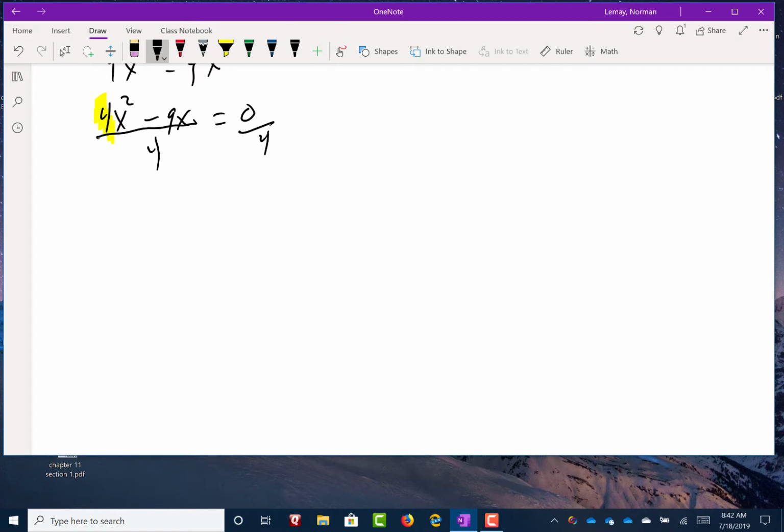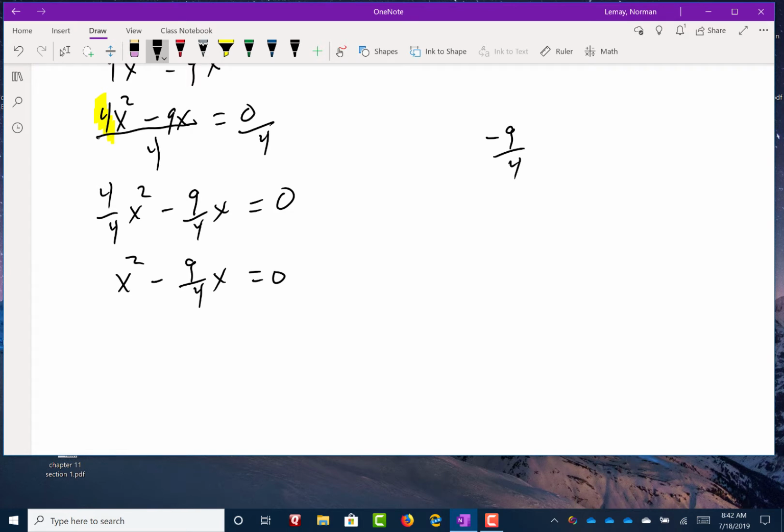So here I get 4 over 4 x squared minus 9 over 4 x equals 0 over 4, which is still 0. So now we get x squared minus 9/4 x equals 0. Again, negative 9/4, so we bring that over here. We have to divide this by 2. Please note that to divide a fraction by 2 just means to multiply by 1/2. We're going to use this technique, and so note that this becomes negative 9 over 8.